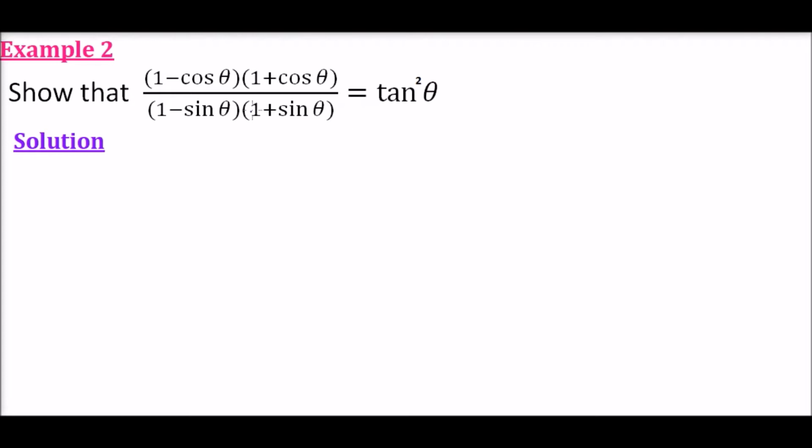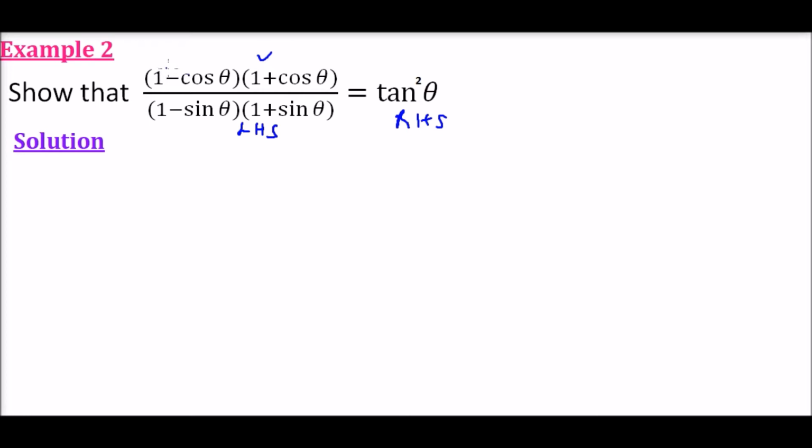Like I said in the last example, we refer to this as the left hand side and this is the right hand side. Then we check both sides: which side can we simplify to end up with the other? You find that this side is easier to simplify to get tan squared theta, rather than expanding tan squared theta to get the right hand side. So we'll do that by expanding our factors here.